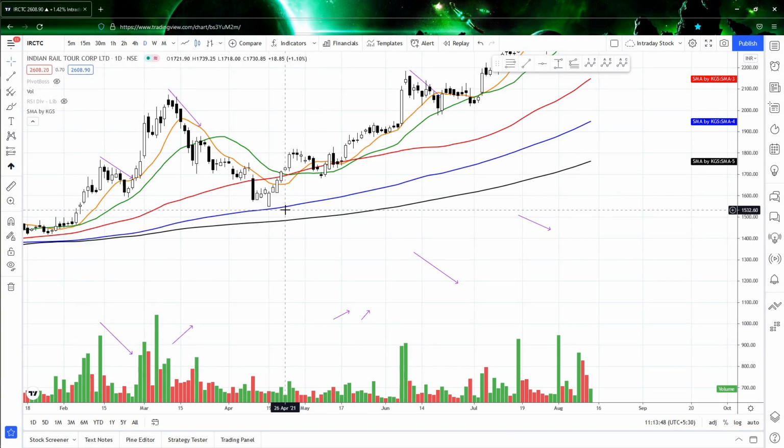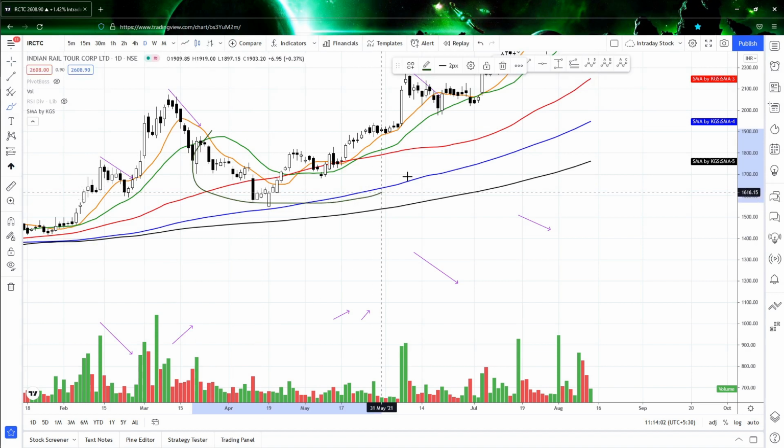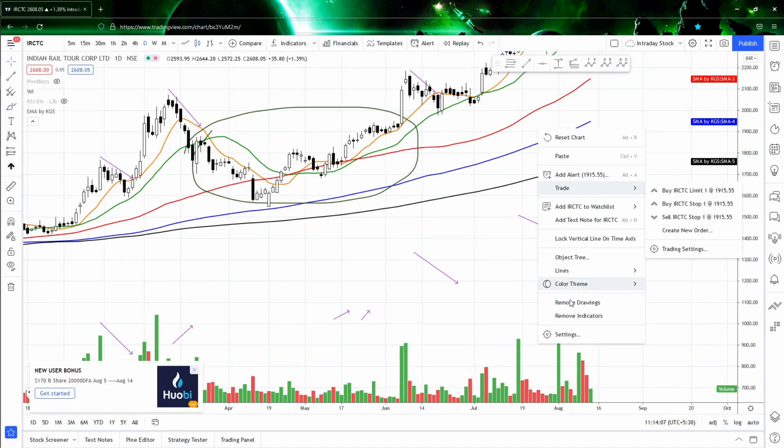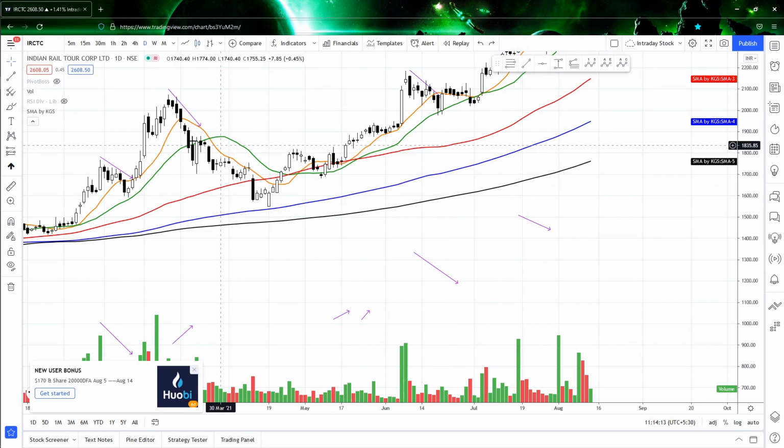Assume that 130 is above 200 and 65 is not above 130, but 10 is above 130 or 21 is above 130. So if there is some overlapping in the moving averages, all these zones are called sideways or range-bound zones, where there is no clarity in the trend or in the moving averages. In these situations, you must avoid trading.